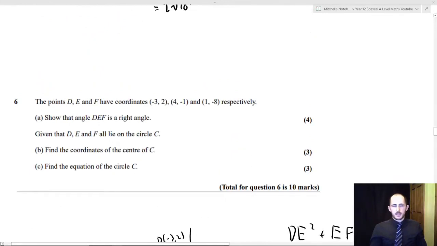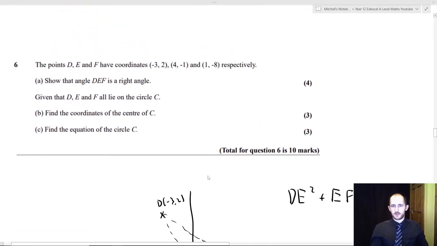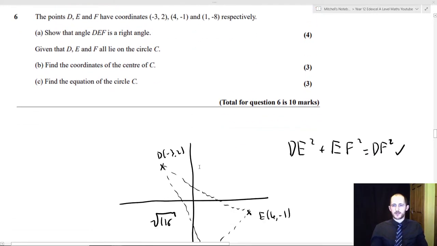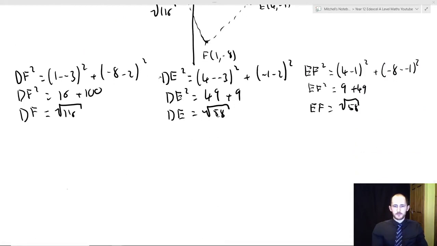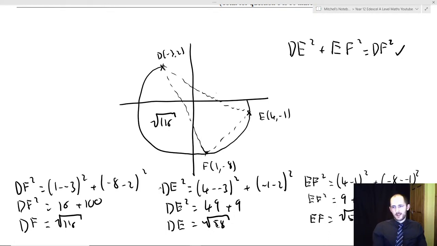Okay, and for part B, it says, given that D, E, and F all lie on a circle, which I'm not going to attempt to draw because it's going to look ridiculous, find the coordinates of the centre. Actually, you know what? Isn't that the best circle you've ever seen? Cool. There is a reason I did that. Okay.